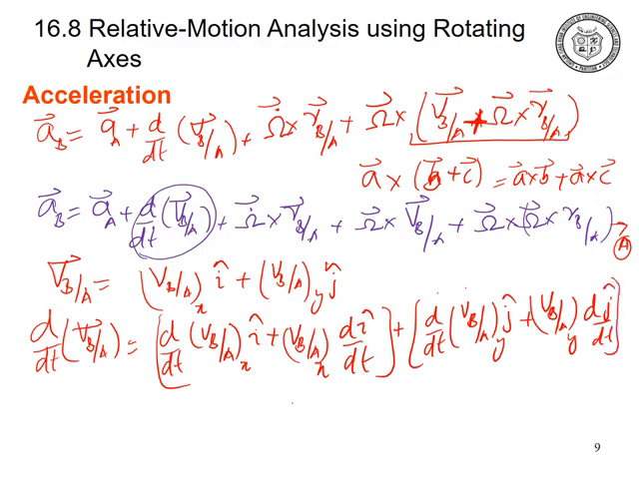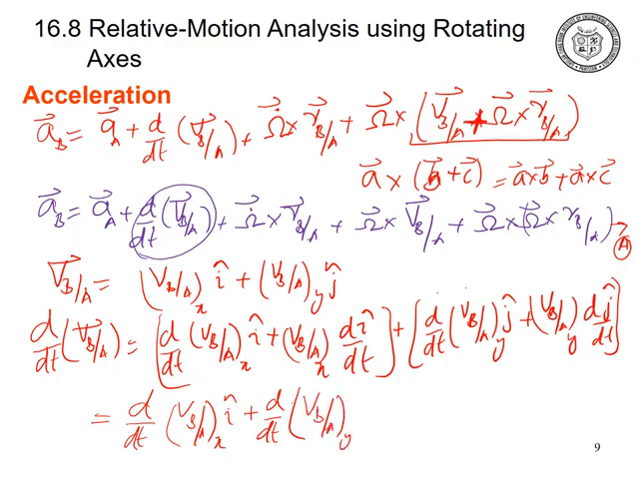So in the above equation, we can combine the unit vector derivative terms together. So the above equation becomes d/dt of the x component of v_B/A times i plus d/dt of the y component of v_B/A times the j unit vector, this term and this term together, plus this and this together.